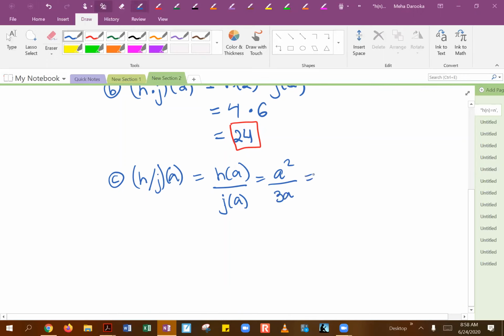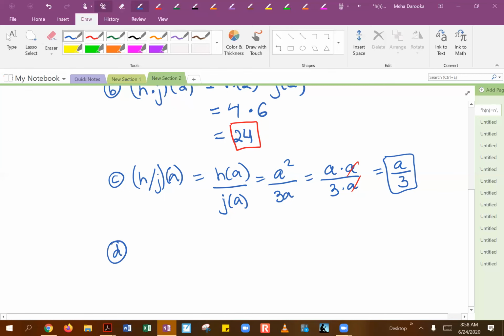Now, can you tell me what our simplified answer would look like once we simplify this fraction, a squared over 3a? Very nice, Meredith. Yeah, it will simplify into a over 3, because if you think about this, the a squared on the numerator is basically a times a, and then you have 3 times a on the bottom, so you can cancel out one of those common a's, leaving us behind with a over 3, and there you go. That would be your simplified result over here.